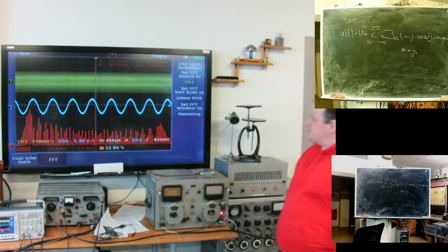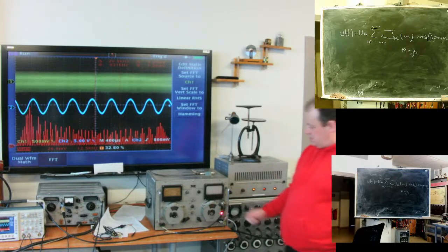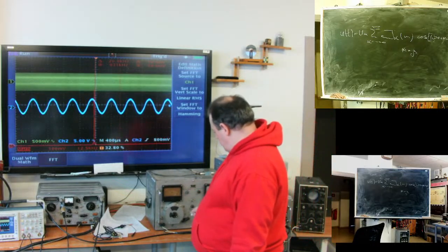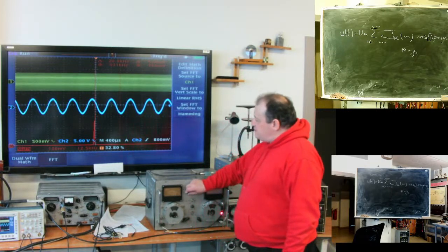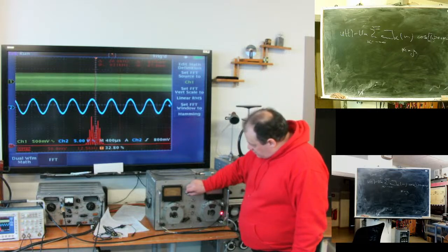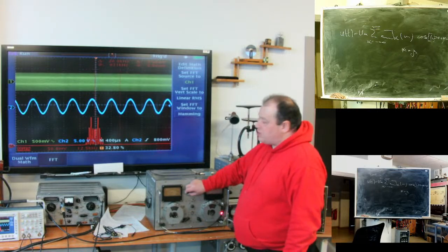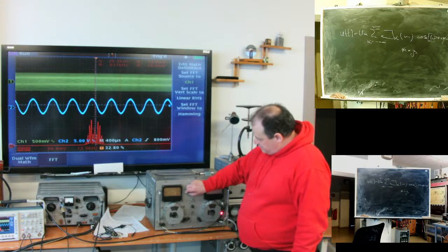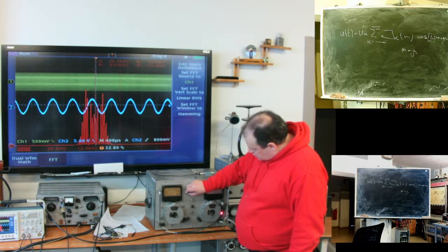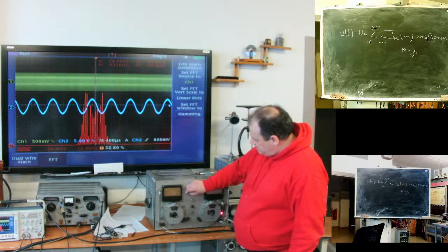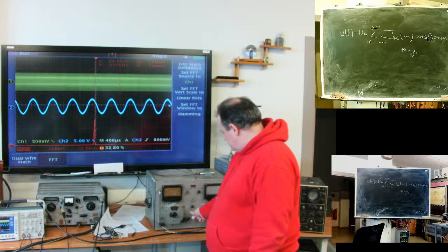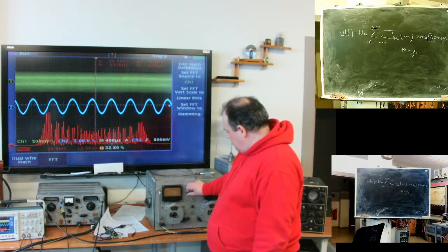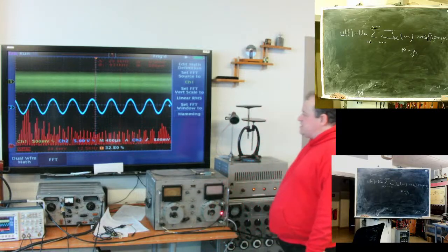Here I have frequency deviation 75 kilohertz. To make it, one moment. Zero frequency deviation, 5 kilohertz, frequency deviation 10 kilohertz, frequency deviation 15 kilohertz, and here at the end, frequency deviation 75 kilohertz.